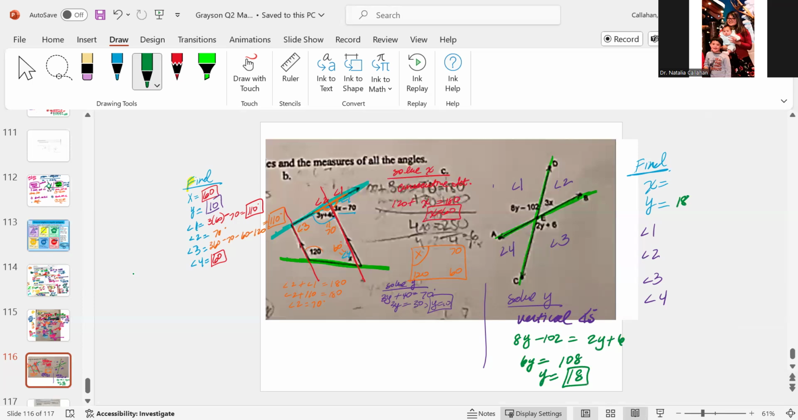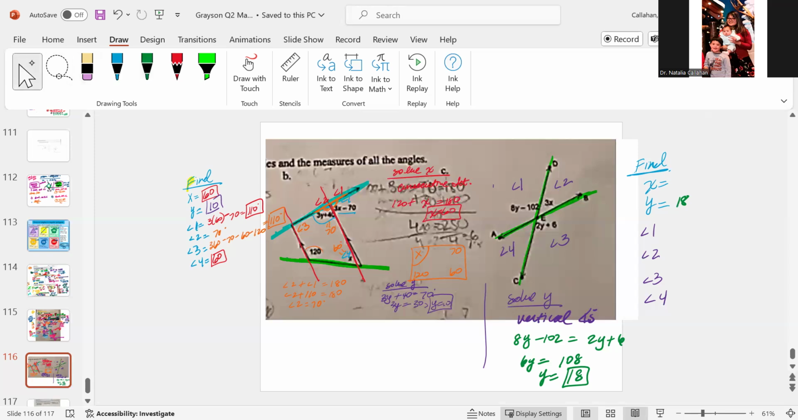18. Okay, good. Now that you have 18, can 18 help me find x? Or should I move on to an angle? Going to an angle. Okay, which angle? You have 1, 2, 3, 4. Well, I don't know which one you listed as 1 or 2. It's right there. I listed it. You can look at it. I don't know which one's 1.